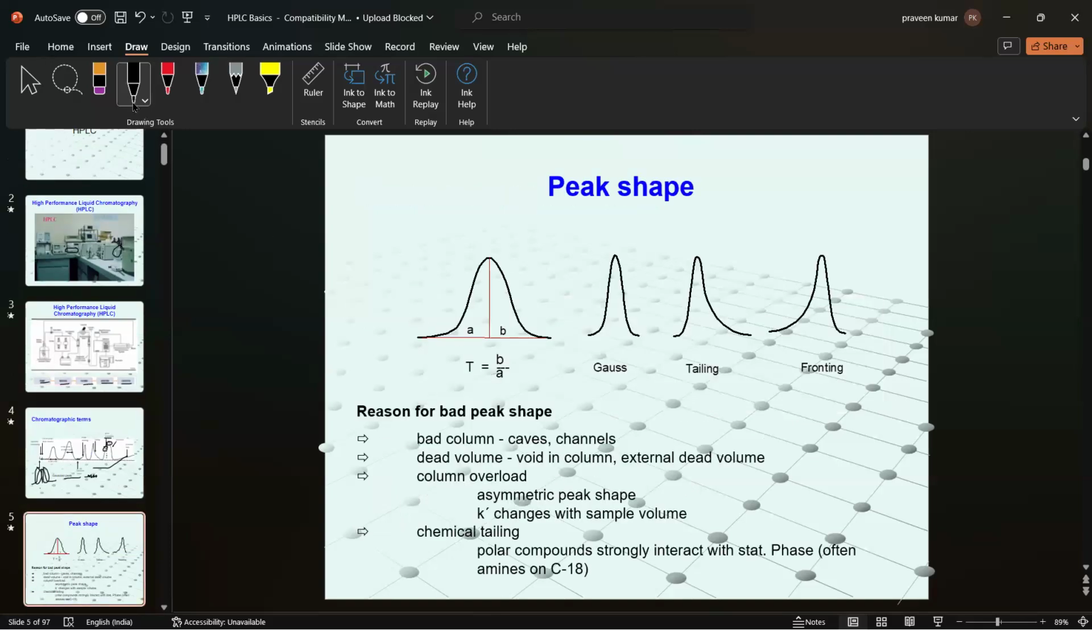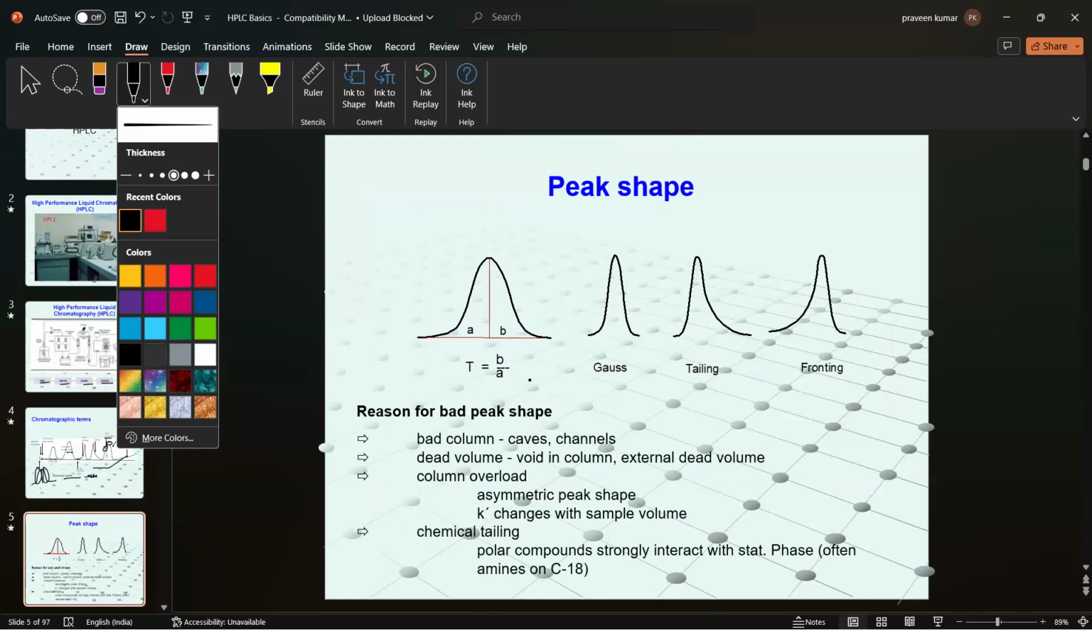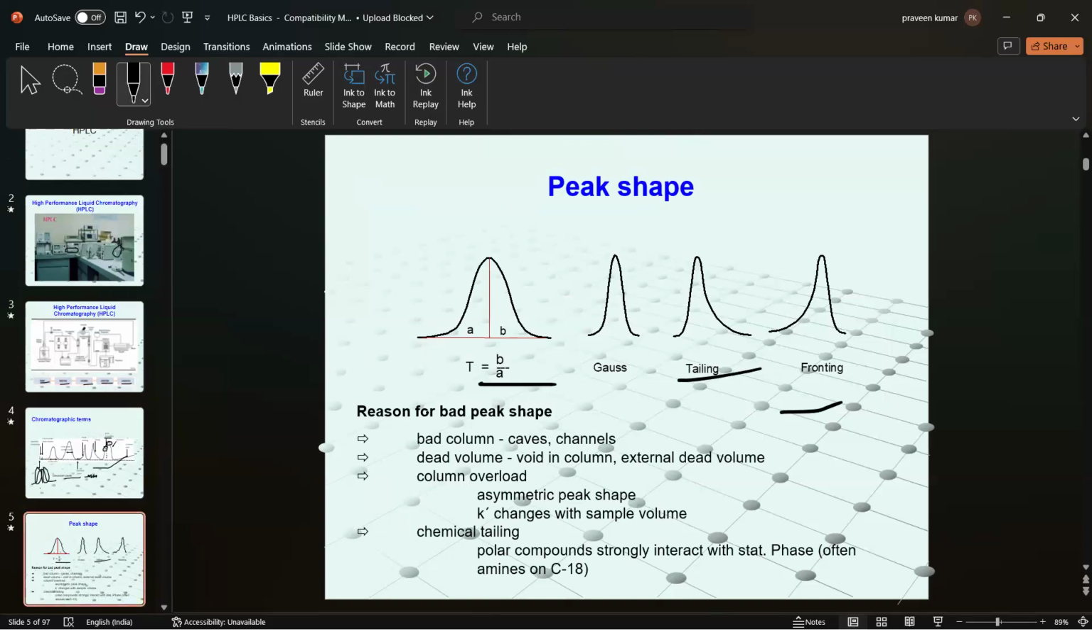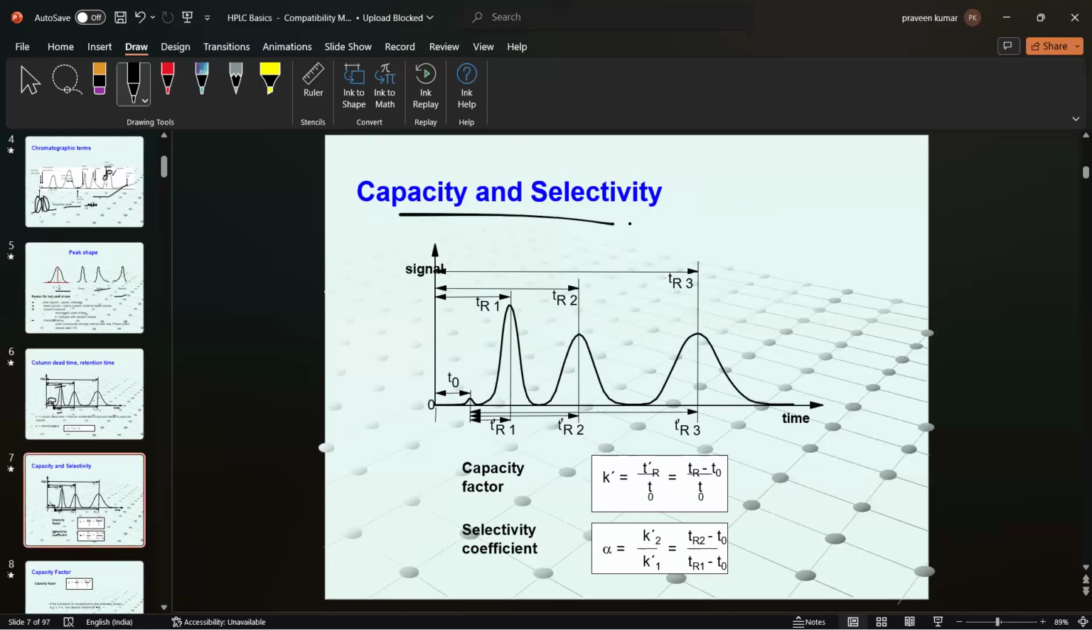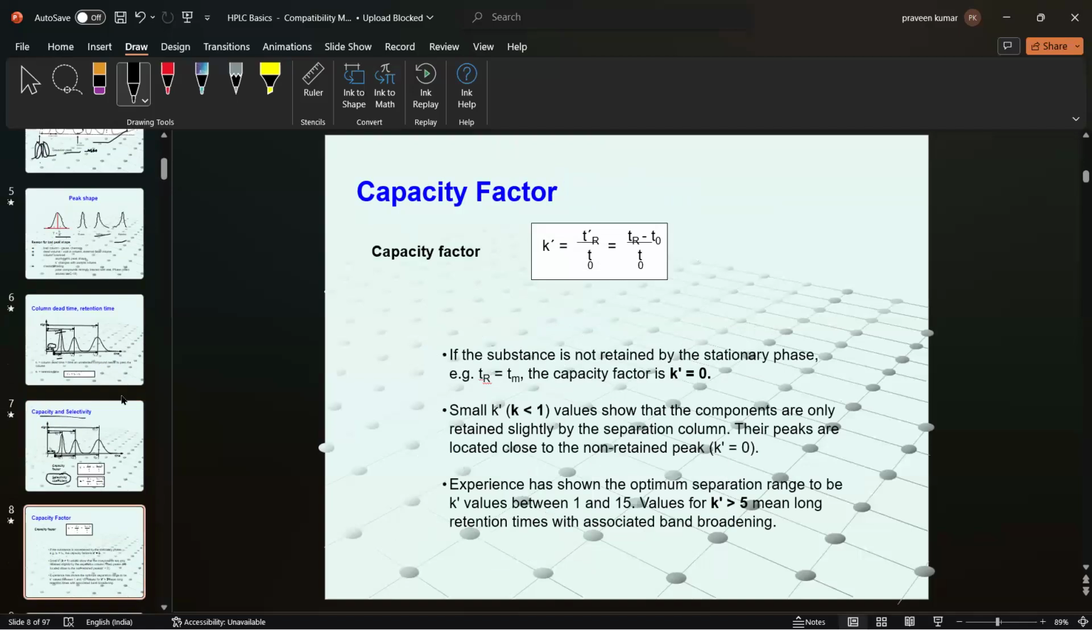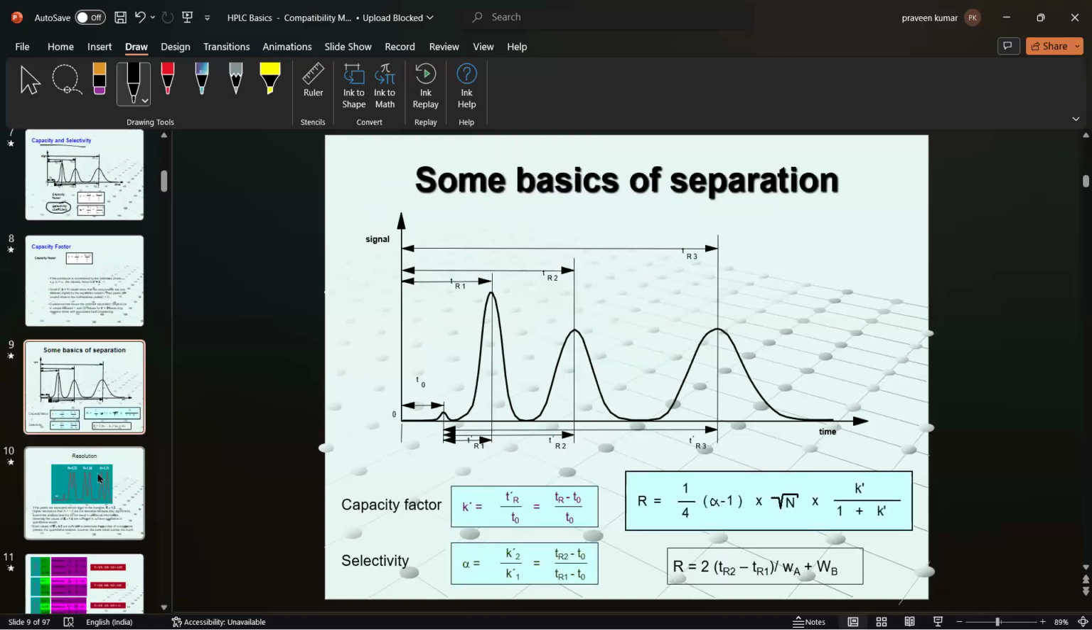I have explained this whole concept earlier: the Gaussian peak, tailing, fronting. The bad peak shape occurs due to the presence of a bad column, a dead volume in the column, any void in the column, overload, chemical tailing, etc. These terminologies have been explained earlier, guys. The retention time, the mobile phase retention, the retention factor, the capacity factor, the selectivity factor. As I mentioned, the selectivity coefficient is nothing but the capacity factor ratio between the two components.